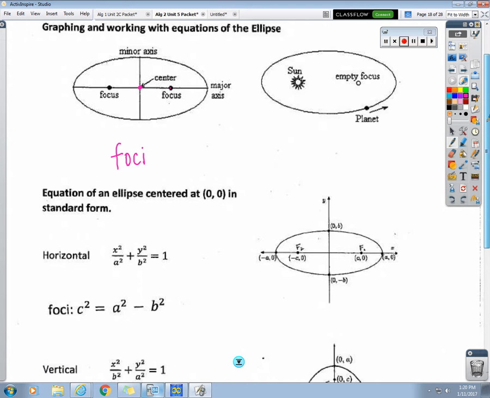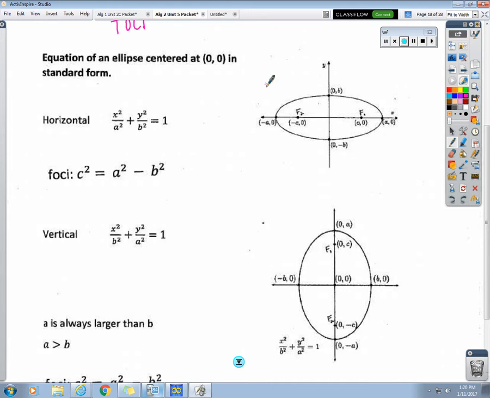There are two different equations for ellipses, a horizontal equation and a vertical equation. Now, those equations are very, very similar. The only difference is with a horizontal ellipse, A goes under the x, B goes under the y. With a vertical ellipse, one that goes up and down, it's taller than it is wide, B will go under the x, A will go under the y.